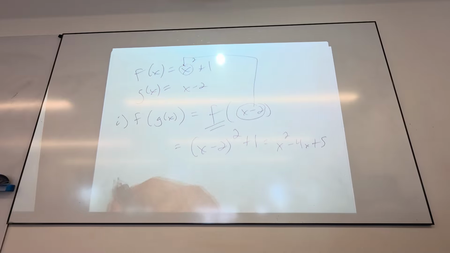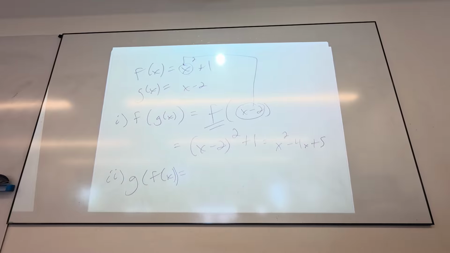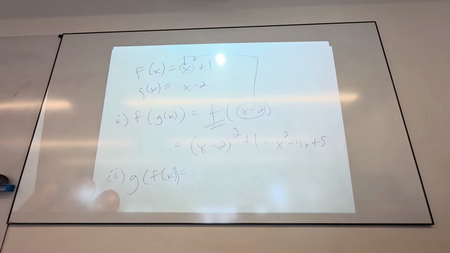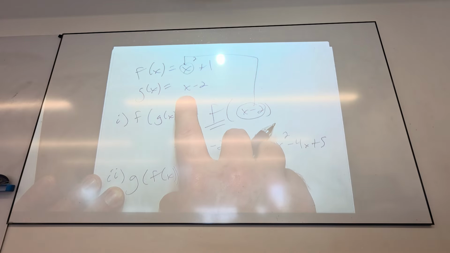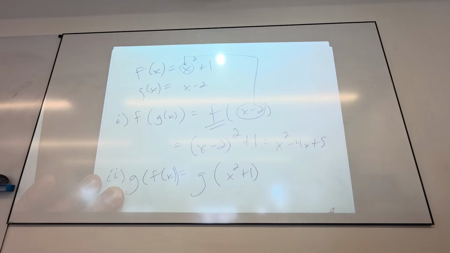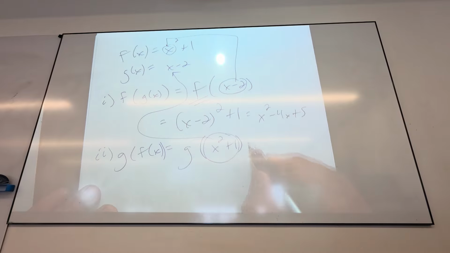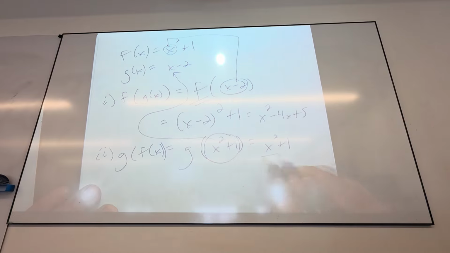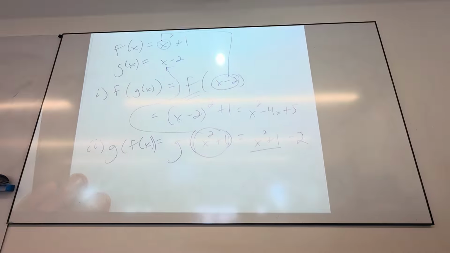What about if I turn it around? Will it be the same? Will it be related? So this time I'm taking f and I'm shoving it into g. It's going to rewrite g, but I'm going to replace x with what? x squared plus 1. I'm going to take this and shove it into g. This will be x squared plus 1 minus 2. And what's that?